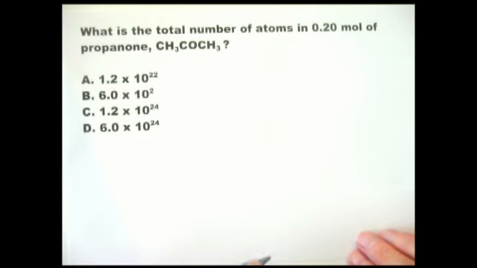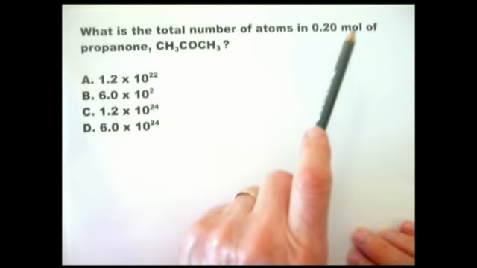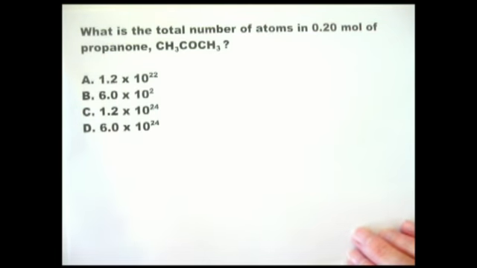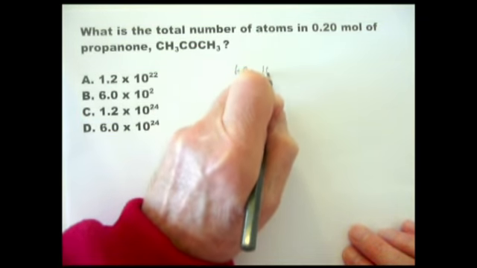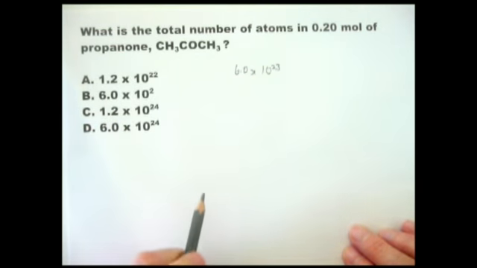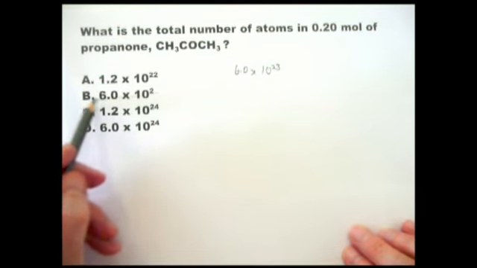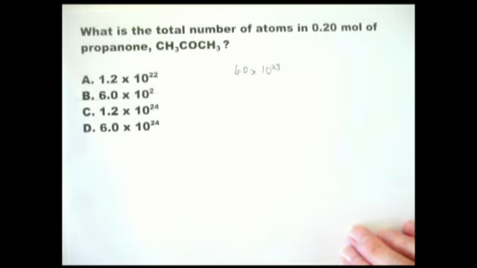When you look at this question, you're looking at the word atoms and mole. And therefore we're dealing with a large number. We're starting with 6.0 times 10 to the 23. If necessary, write it down. You could ignore that one because you know that's just too small.